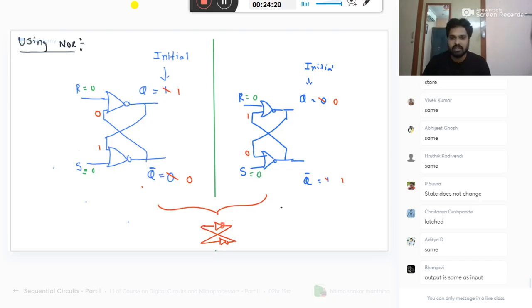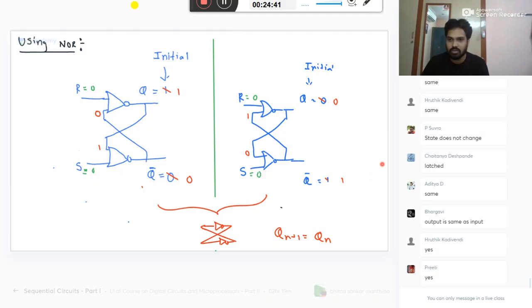Okay, so this case can be written as Qn+1 equal to Qn. Output in the next state is the same as the previous state. We call this the latch condition, hold condition, or storing the data. Is it acceptable for everybody? Any doubt, please ask.